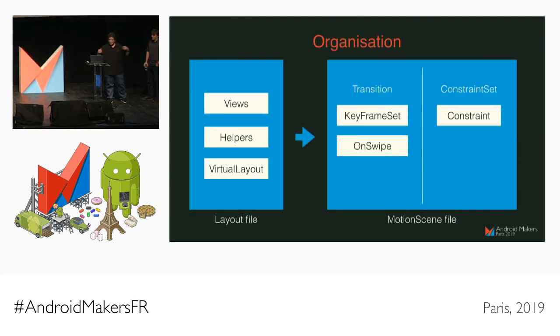So essentially, we have two files now, your layout file and your motion scene file. The layout file has a MotionLayout in it, and it's pointing to the motion scene file. In the motion scene file, you'll have constraint sets, and you'll have transitions, and transitions can contain keyframes and directions about on-swipes. And you can have multiple constraint sets, you can have multiple transitions, all defined by IDs.